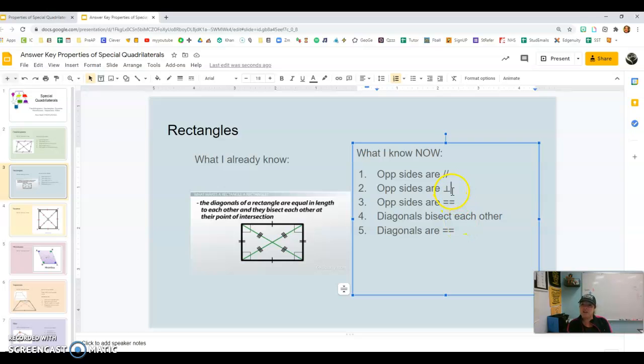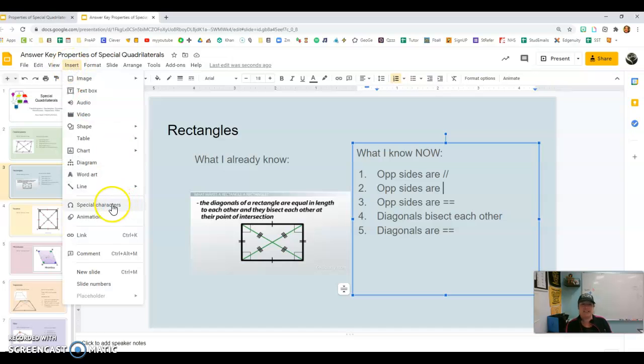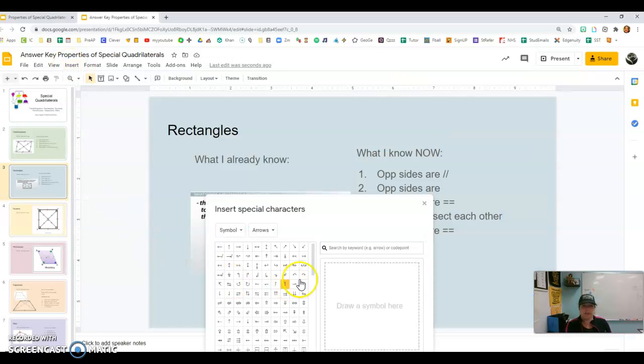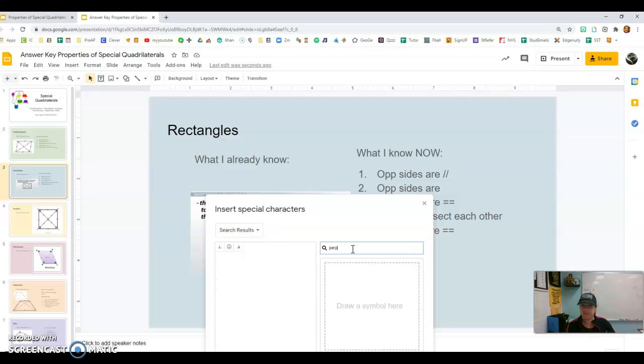Now, if you want to know where to get this upside down capital T, that's the geometry symbol for being perpendicular, on Google Slides, you just go up here to Insert. You want to insert a special character. And then where it says search by keyword, you want to type in the word perpendicular. So that's P-E-R-P, and then it shows up.